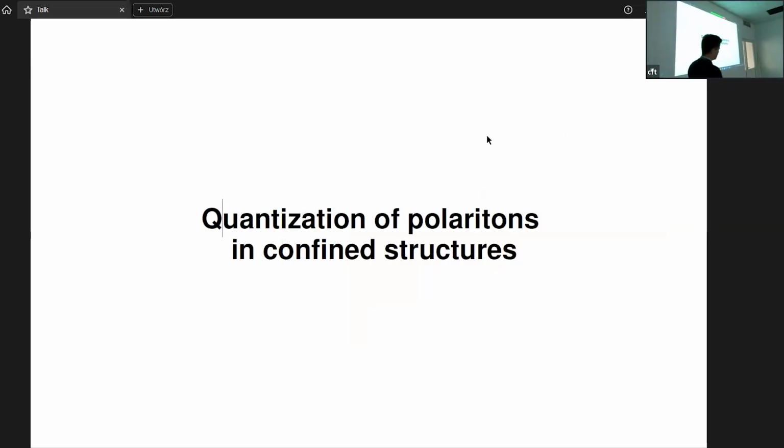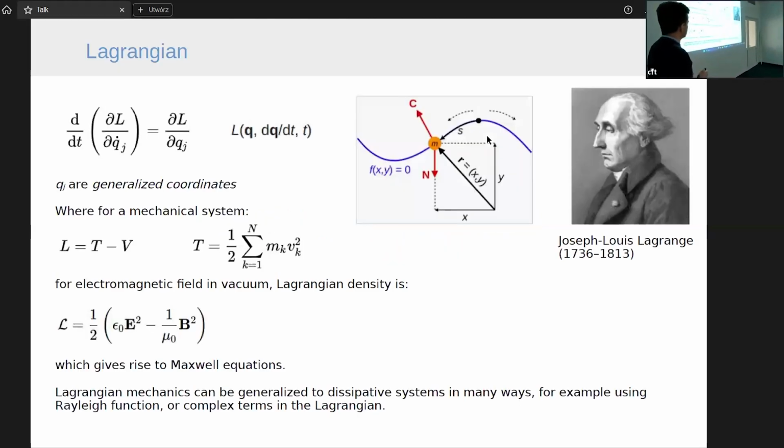Okay, so that was the motivation, and now I won't be able to present this part, unfortunately, because I ran out of time. But I just want to say that, because of that, we needed to perform quantization of polaritons in confined structures, which, as it turns out, is not well known. It's not basically known how to do this. So we needed to develop some theory. And actually, I had some educational slides about Lagrangian and Hamiltonian, so maybe I will just go through the slides.